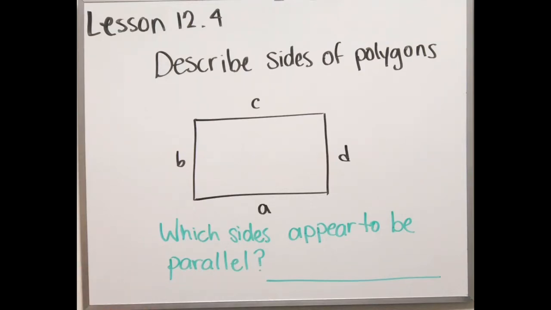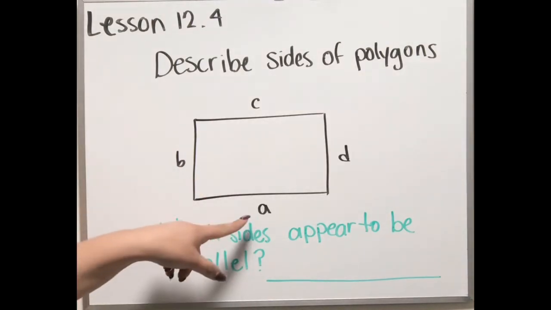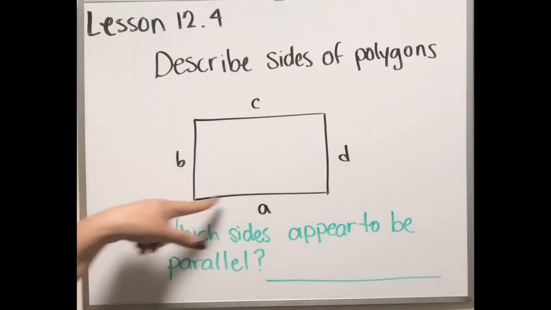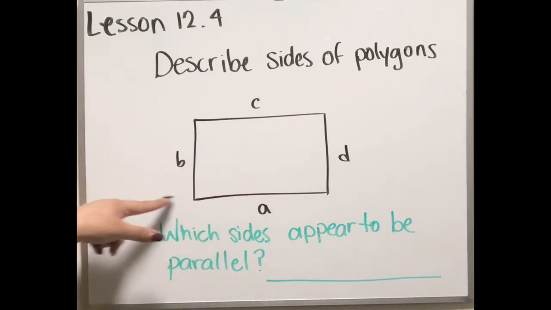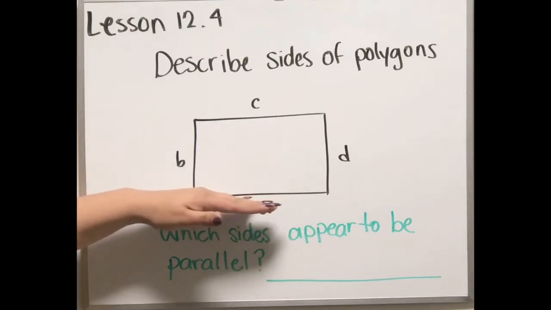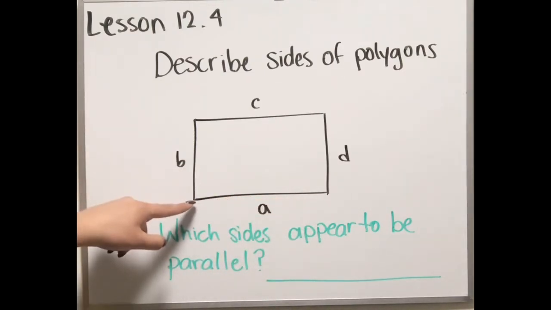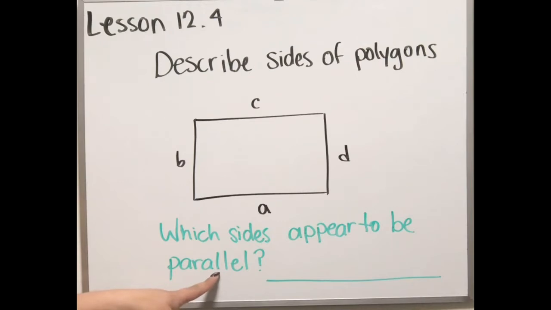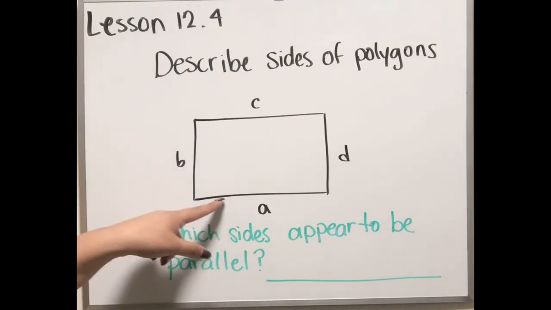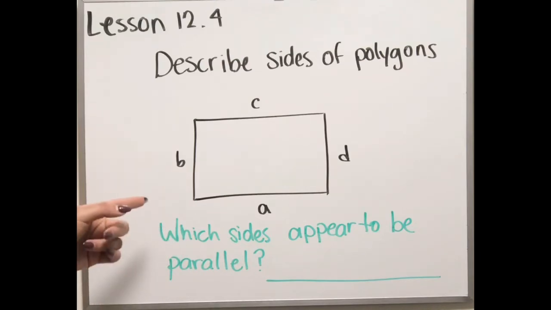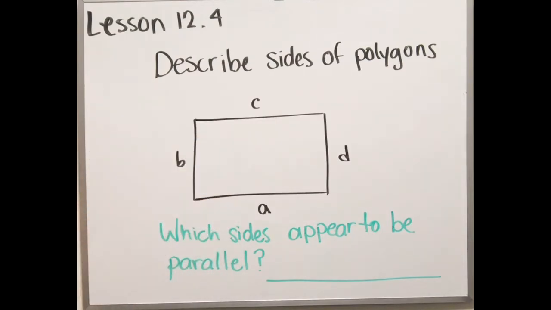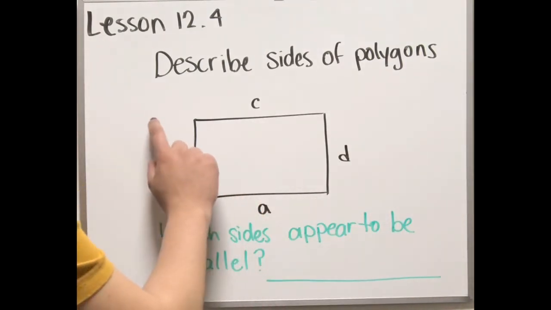Okay, so let's try. Are sides A and B parallel to each other? Are they touching at some point? Yes, they are touching right here. If I draw this line longer and then this one longer, they do cross. So that means that A and B are not parallel, because remember, parallel lines never touch. And these two are touching at some point. So now let's try with A and C. Are A and C touching at some point? Remember, I have to imagine that I draw this line longer and this one longer right here.